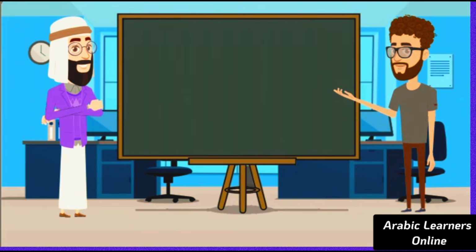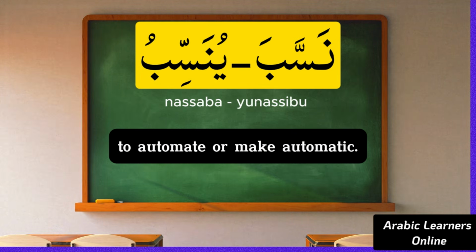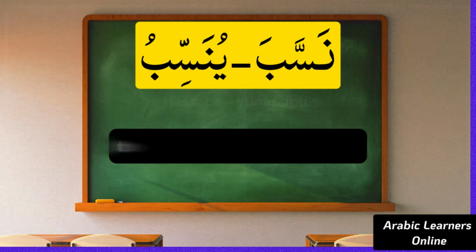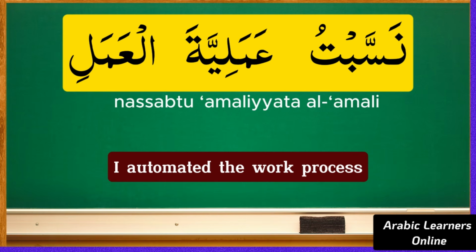Great! Now for automation. I automated the work process. For automation, we use نسب ينسب, which means to automate or make automatic. Say, نسبت عملية العمل. In English, I automated the work process. Again, in Arabic, نسبت عملية العمل. Breakdown. نسبت I automated. عملية the process of. Possessive case. العمل the work.